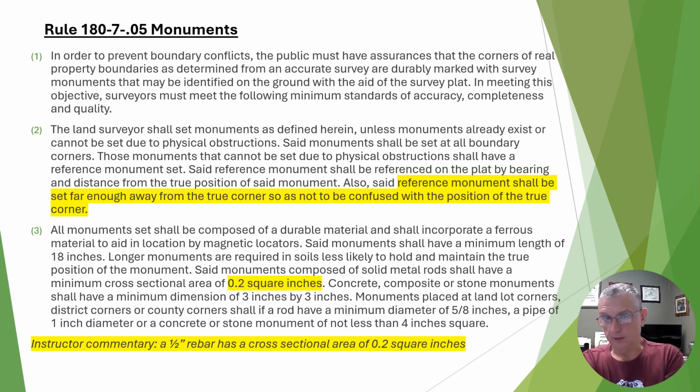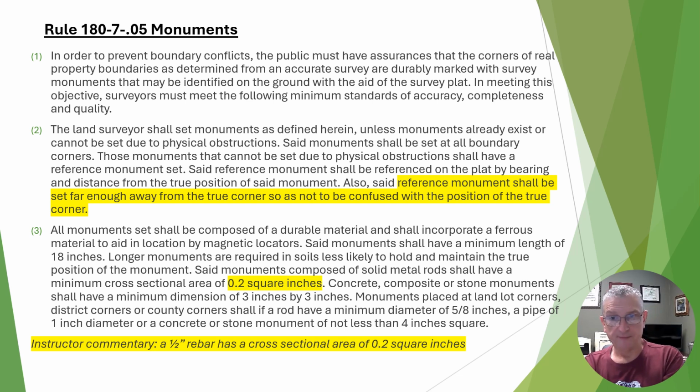Now, what are our monuments? Paragraph 3, all monuments set shall be composed of a durable material and shall incorporate a ferrous material. If you don't know what a ferrous material is, look it up, but that means steel. It means a metal that can be magnetized and is polarized and can be detected with a magnetic locator, or as we call it in the surveying business, a pin finder. So it shall incorporate a ferrous material to aid in location by magnetic locators.